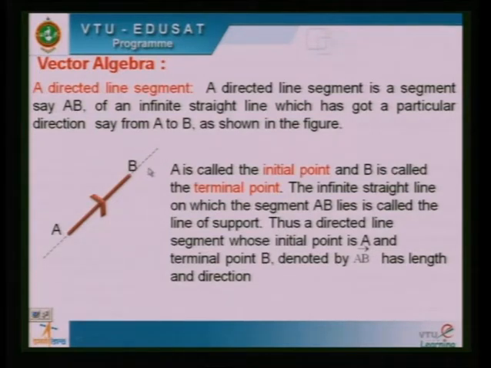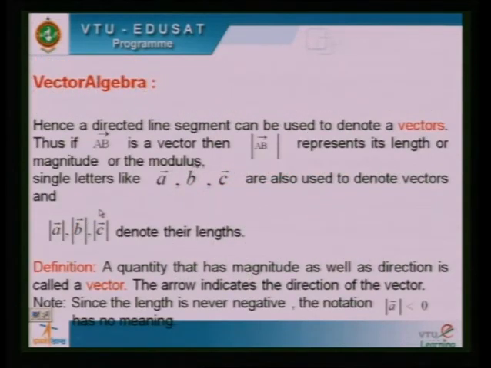Then you may ask, what about the infinite line? This diagram contains an infinite line also. The infinite straight line is a line of support. Thus a directed line segment whose initial point is A and whose terminal point is B is denoted by AB. How do you denote it? You write A, B, and on the head you show an arrow. A directed line segment has a length and direction. It means this line segment has a magnitude and direction.